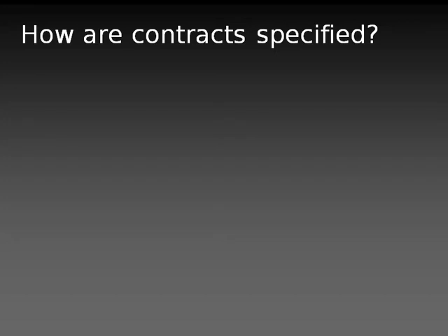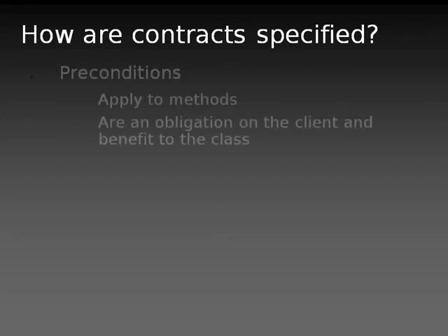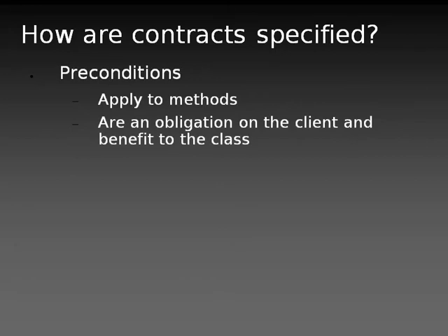So how are contracts specified? Well, most languages that support design by contract will provide you with three structures. A precondition structure, which is applied to methods, and this specifies how the method may be called and what values are legal for that method to execute correctly. Now, as you can imagine, this is an obligation on the client, the caller of the method, and it's a benefit to the class or the method itself, because it knows that it's going to get a sanitized and a sensible set of parameters for it to work on.